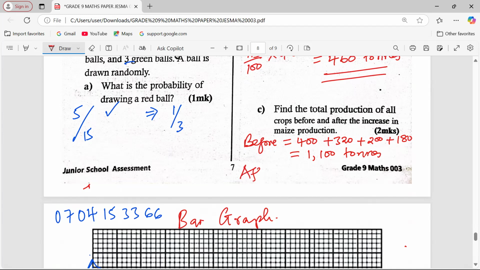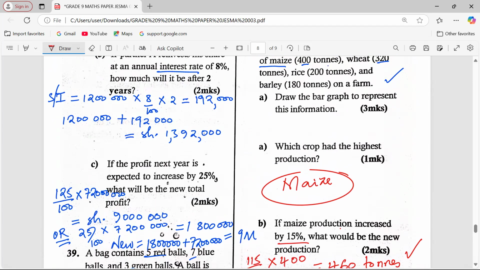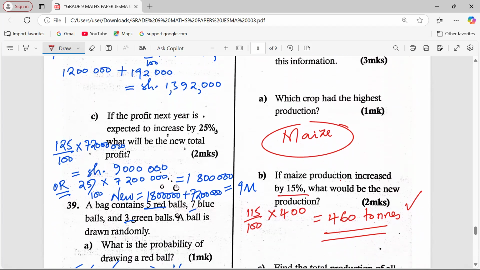Then after maize has increased, we will have 460 instead, plus 320, plus 200, plus 180. Remember, maize has increased, but the other crops have remained how they were. So this is 1,160 tons. This will be the new production. Yeah, the new production. So that is it.